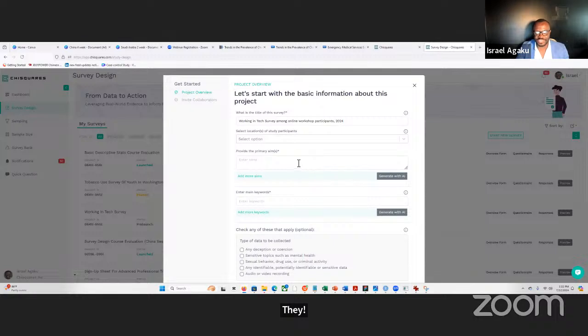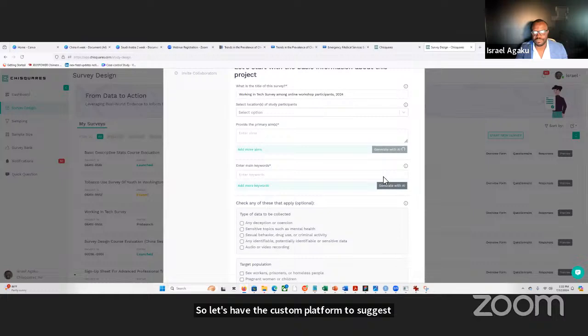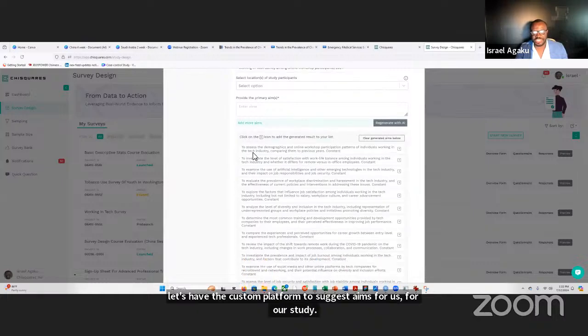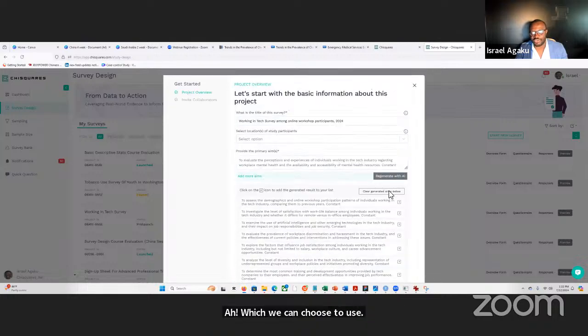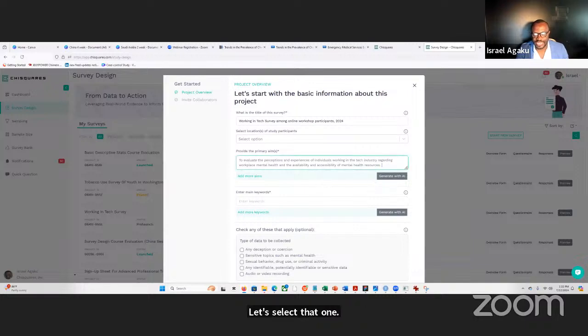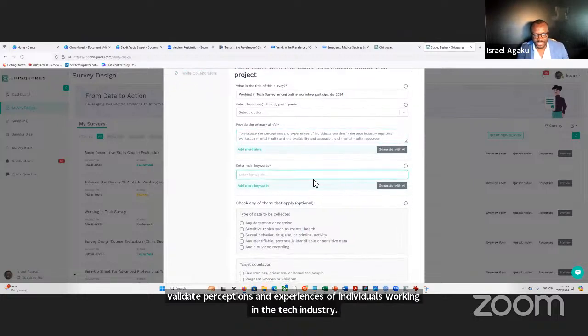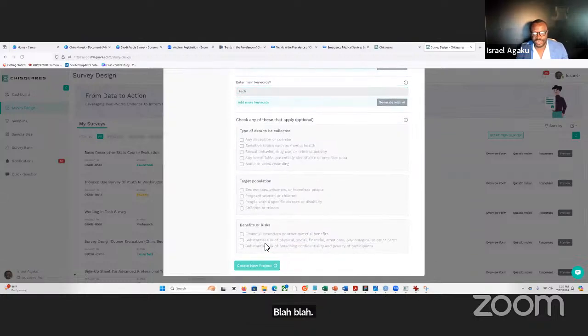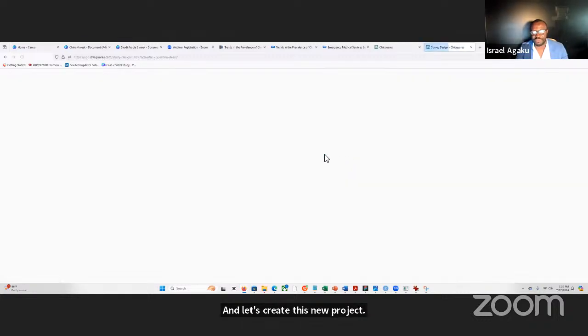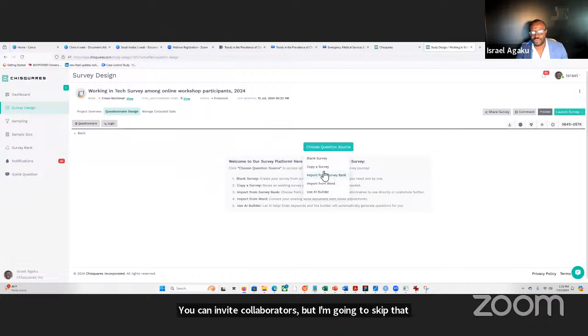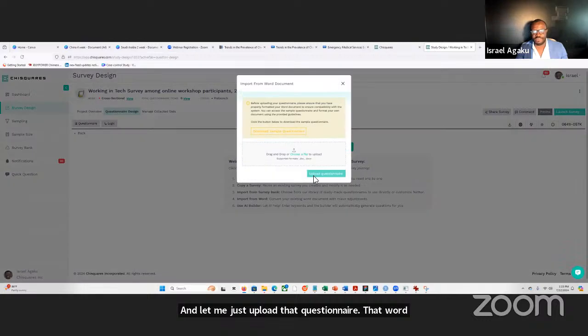The aims, you can type the aims yourself, or you can have the platform suggest aims for you. So let's have the Chi-Square platform suggest aims for our study. These are some of the aims that are suggested, which we can choose to use. Let's select that one and clear the remaining ones. We can edit that to evaluate the perceptions and experiences of individuals working in the tech industry. Keywords, let's just say tech, and let's create this new project. You can invite collaborators, but I'm going to skip that for now. And let me upload that questionnaire, that Word document. I'll import the questionnaire from Word.